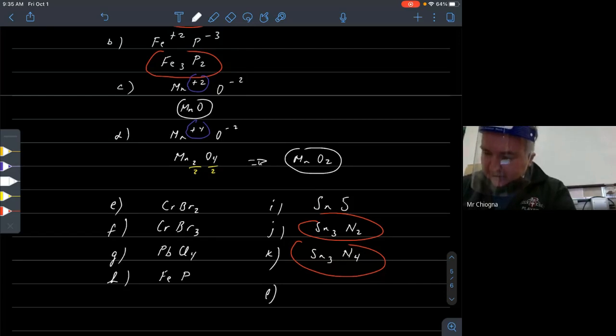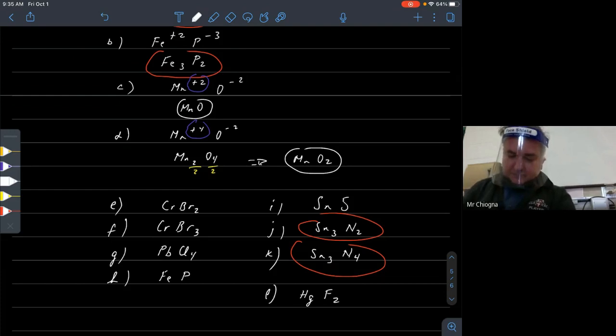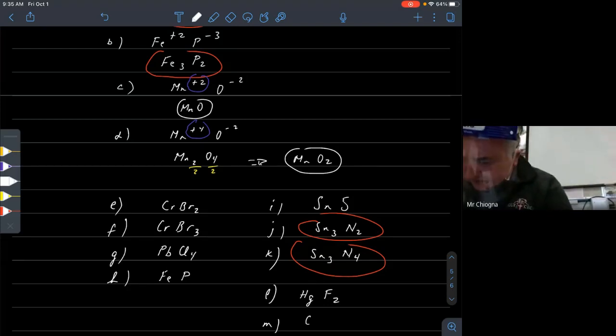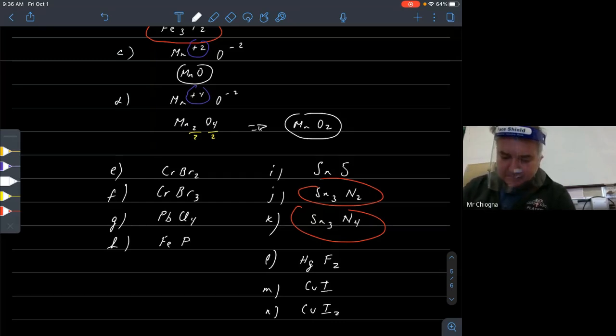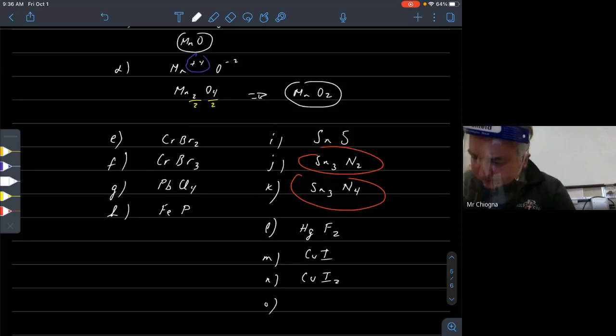Mercury 2 fluoride is HgF2. Copper 1 iodide, CuI. Copper 2 iodide, CuI2. Copper 2 selenide. I look up selenide and I think it's -2, right? Yeah. So it's just CuSe.